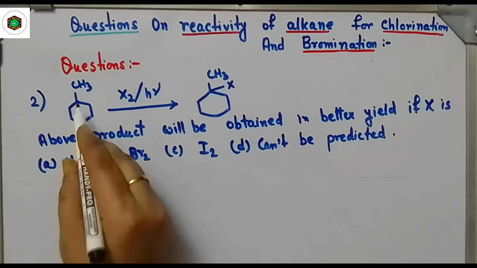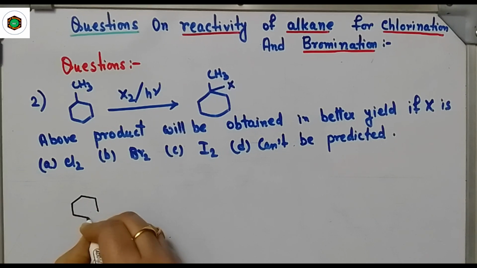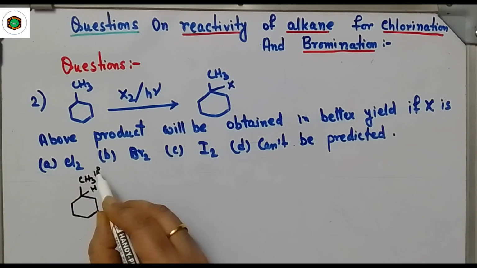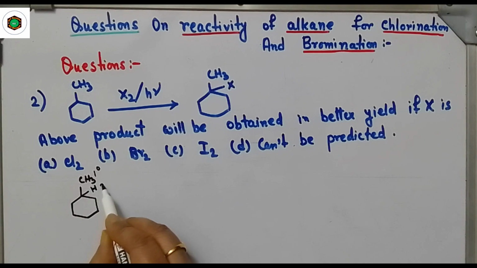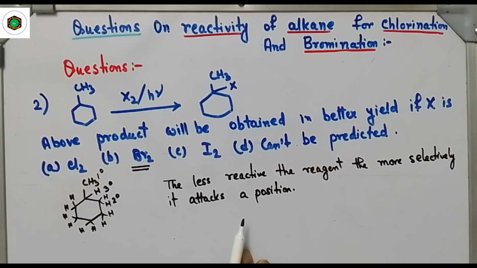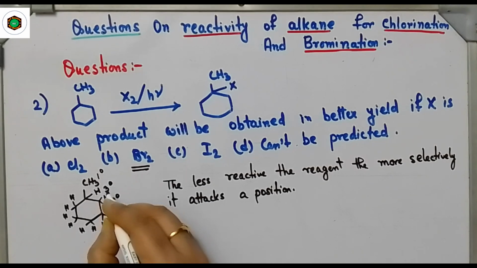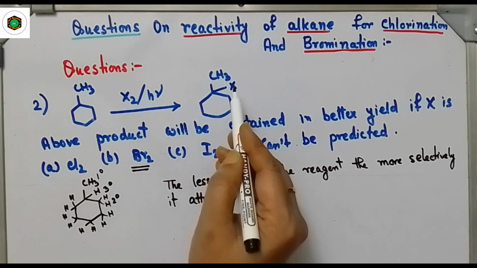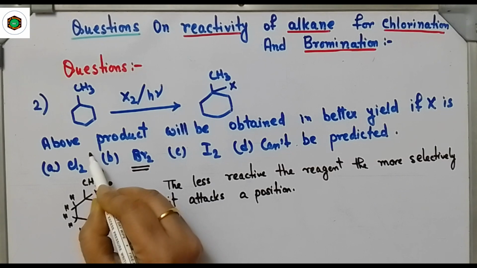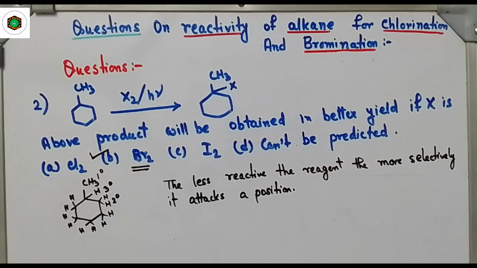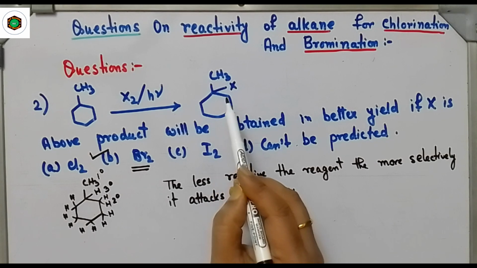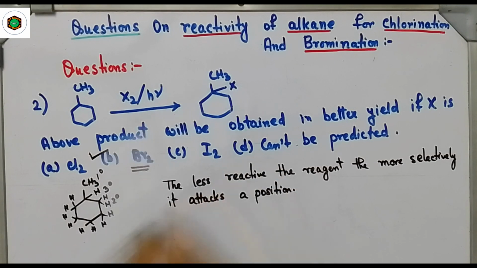Now for this question, this is your starting hydrocarbon. In this compound, this is primary hydrogen, and this hydrogen is tertiary hydrogen because this carbon is bonded to 3 carbon atoms. The less reactive the reagent, like bromine, the more selectively it attacks a position, the position which is most reactive. So here this tertiary hydrogen is most reactive, so that will be substituted by X. That means option B is your answer. If you take bromine here, a less reactive, more selective reagent attacks at the most reactive site, and this one you will get as the major product.